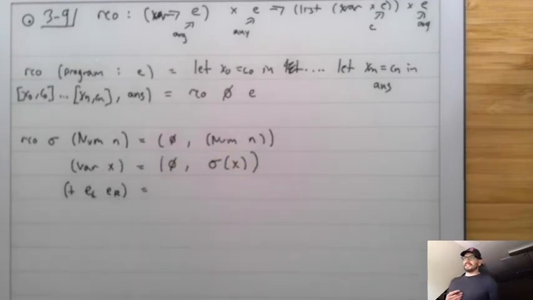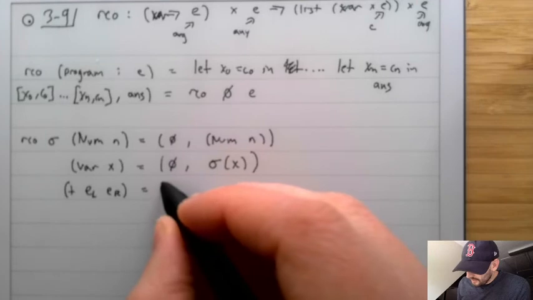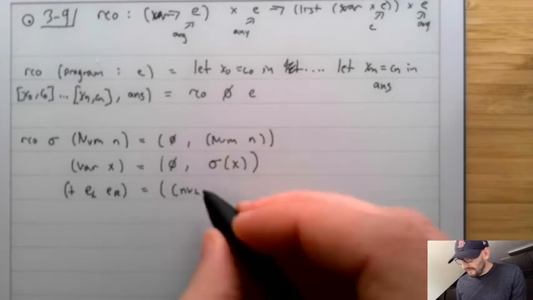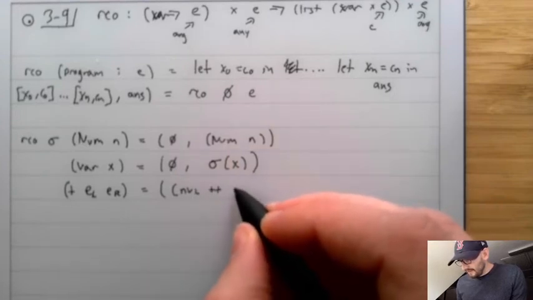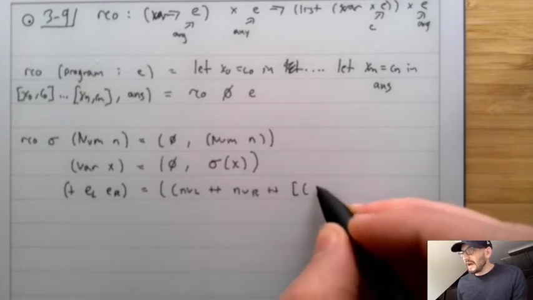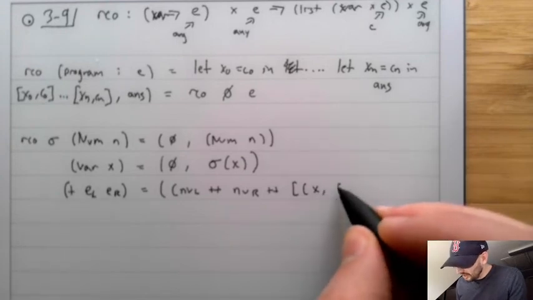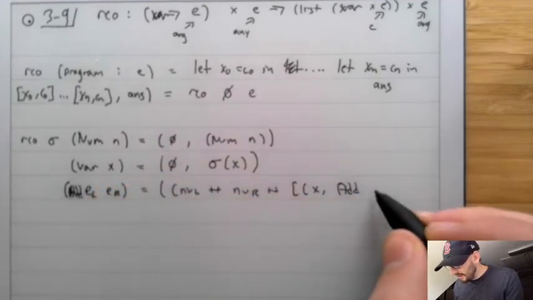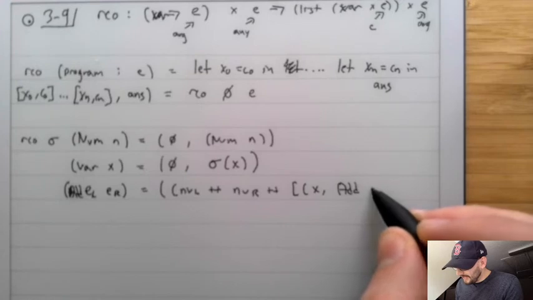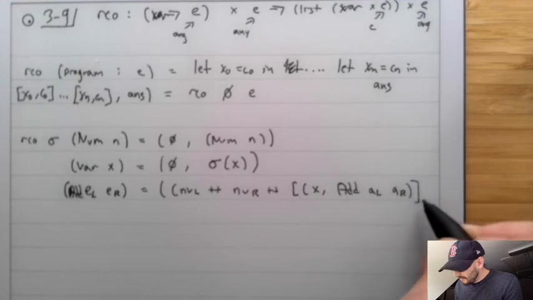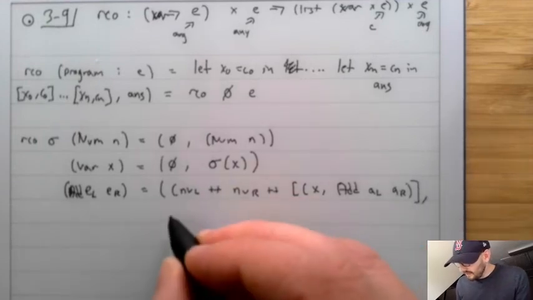This is going to be the most interesting case. Here's what we're going to do. We're going to return a pair of the new variables from the left appended with the new variables from the right appended with a list that maps x to the addition. This right here is really an add node, right? The addition of the argument for the left and the argument for the right. And then we're going to return as our argument x.